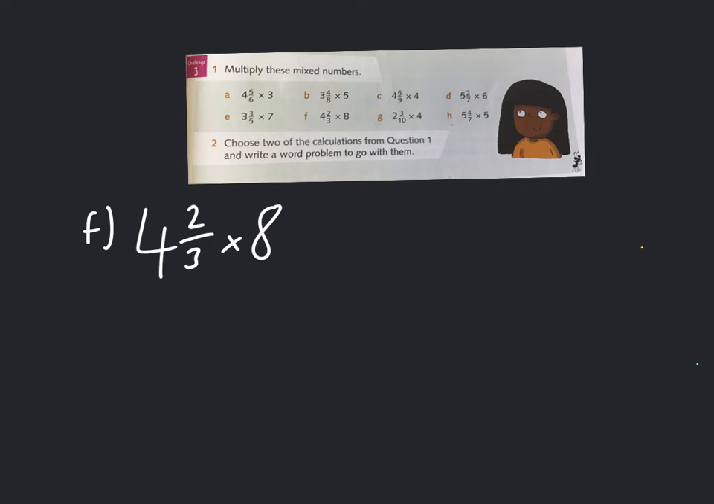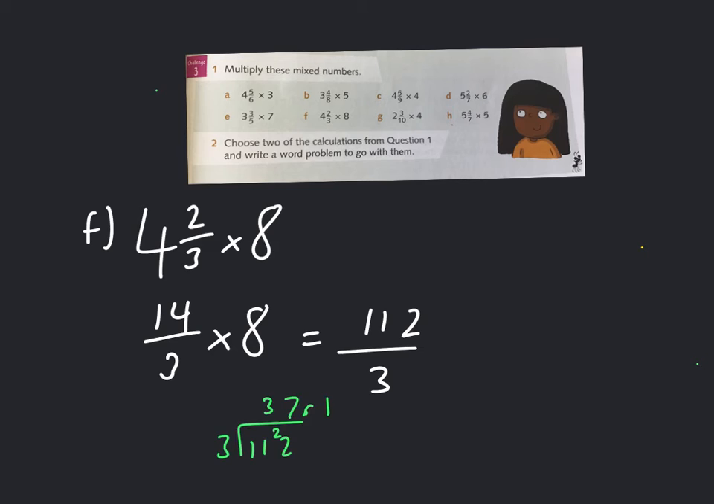F is 4 and 2/3 times 8. So 4 times 3 is 12, plus 2 is 14. So 14/3 times 8. 8 10s are 80, 8 4s are 32. So 112 when you add those together. 112/3. So again, I'm going to divide that. And I got 37 remainder 1. So my answer is 37 and 1/3.